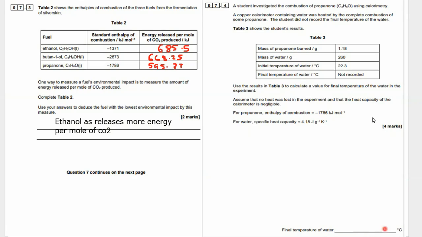And we want our final temperature. Well, we're going to be using the equation where Q, the energy released in joules, is equal to the mass of water times the specific heat capacity times the temperature change. So we really need to find this temperature change. If we find the temperature change, we can add it to the initial temperature and get the final temperature.